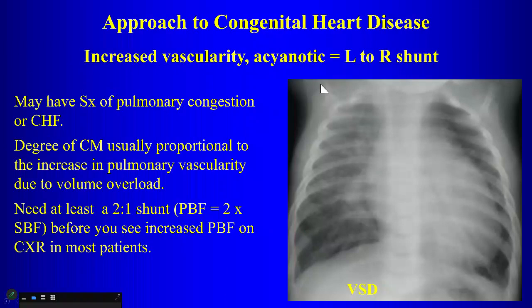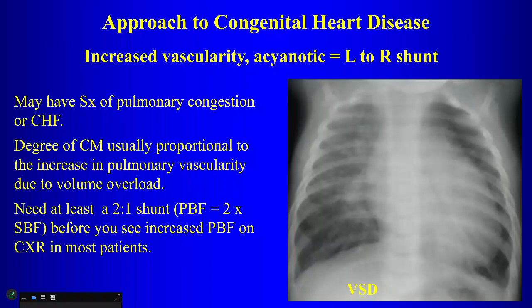Now, if there is increased vascularity, acyanotic left to right shunt, depending on the amount of the shunt, sometimes the pulmonary circulation can be overwhelmed. Sometimes those patients can go into congestive failure or pulmonary edema because of overwhelming the blood flow with a large ventricular septal defect or a large amount of shunting. The degree of cardiomegaly on the plain film is usually proportional to the increase in pulmonary vascularity from volume overload. This is important: by the time you notice that there's increased pulmonary vascularity, you already need at least a 2-to-1 shunt.